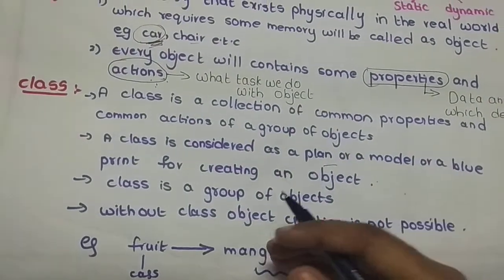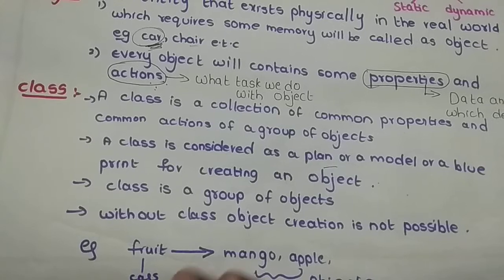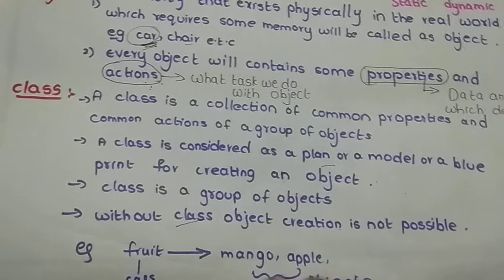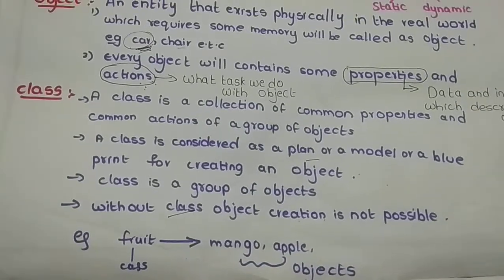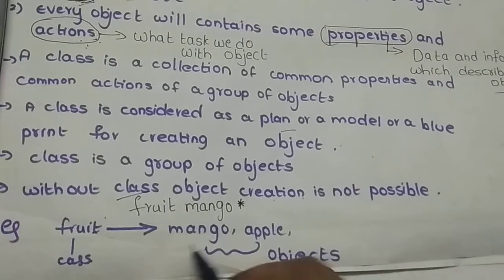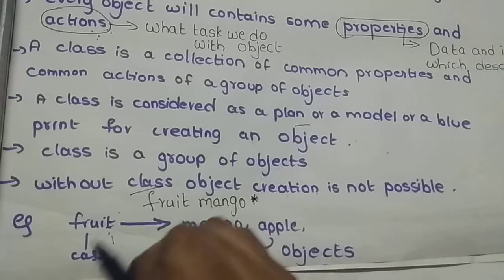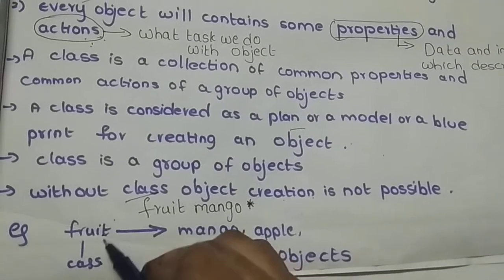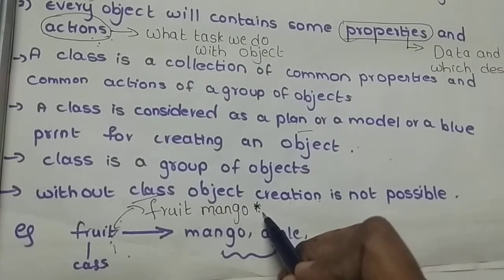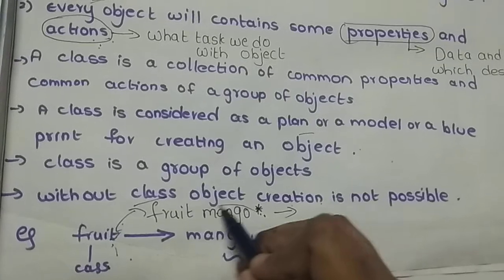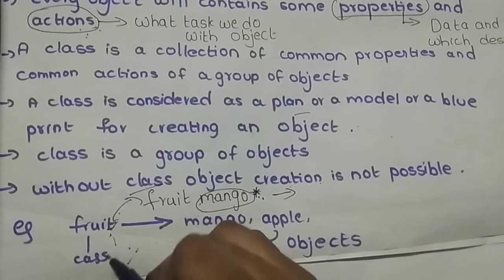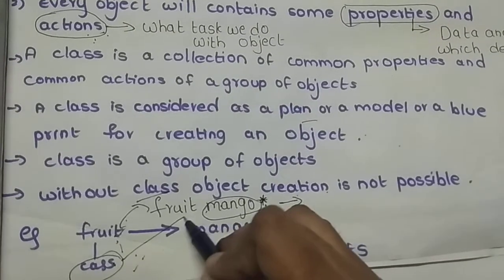As we know, without a blueprint we cannot construct a building. In the same way, without a class, object creation is not possible. To create an object, a class is compulsory. If we consider fruit as a class, then the statement Fruit mango = new Fruit() creates an object called mango. Here we can observe that from the class we are creating the object.